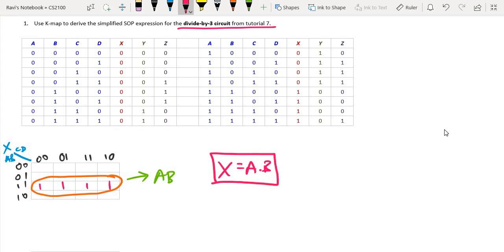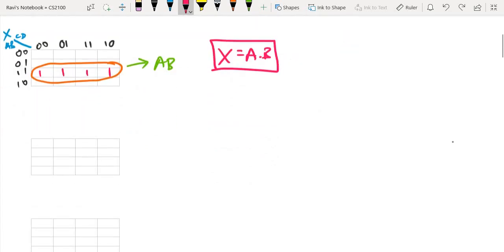Now let's look at y. Again for y, I'm going to do the same thing. I'm going to first do a labeling here, A, B, C, D. It's good to put the labels on the variables so that you do not get mixed up. It's okay to write it either way, but you must make sure that you translate from the truth table to the K-map correctly. So again I'm going to write 00, 01, 11, 10. Same thing over here.